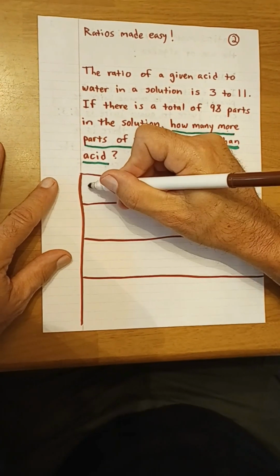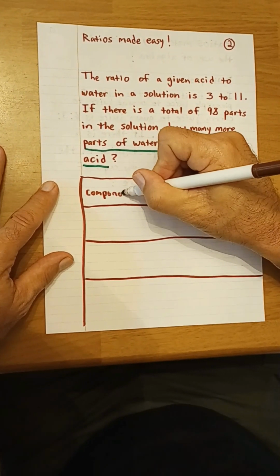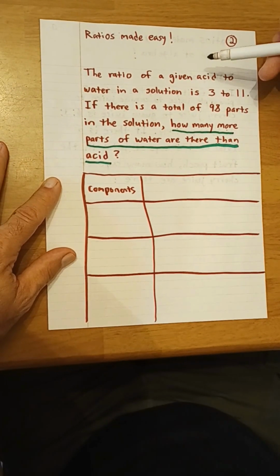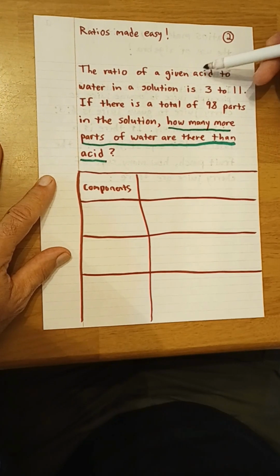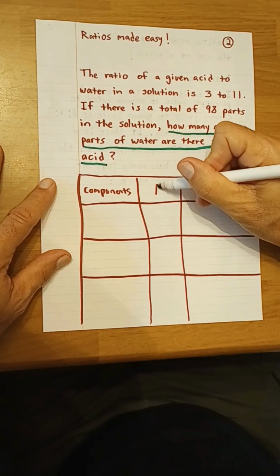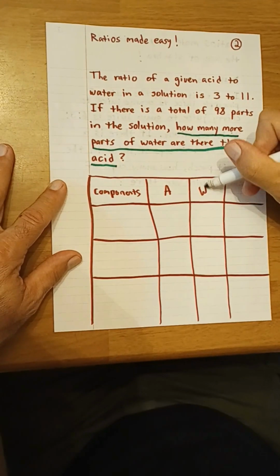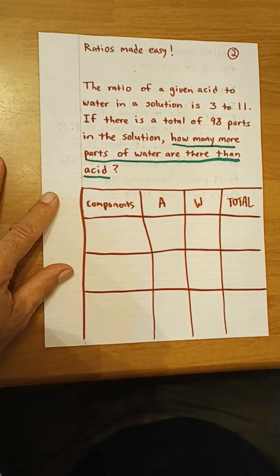Along the top, we're going to have components. So I'm going to write components here. And we need to stay in order with our components. Everything needs to be nice and neat. We have acid and water, right? So I'm just going to put A for acid, then W for water. And then this is going to be our total column.